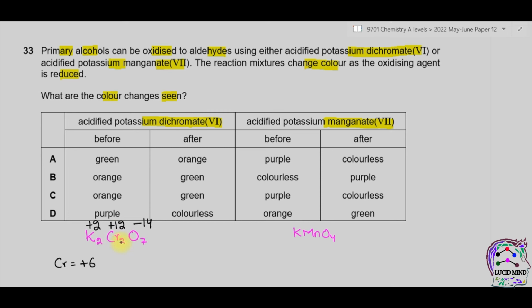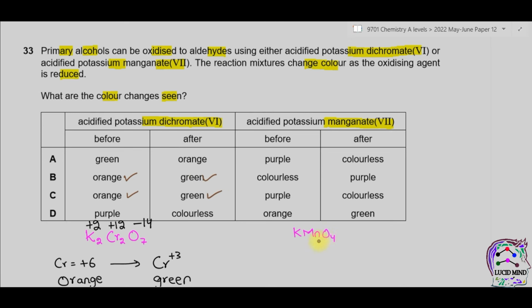When this oxidizing agent oxidizes the other one, it itself gets reduced. So chromium +6 goes to chromium +3. So that is reduction of this one. The color of chromium +6 is orange, while the color of chromium 3+ is green. So it goes from orange to green.